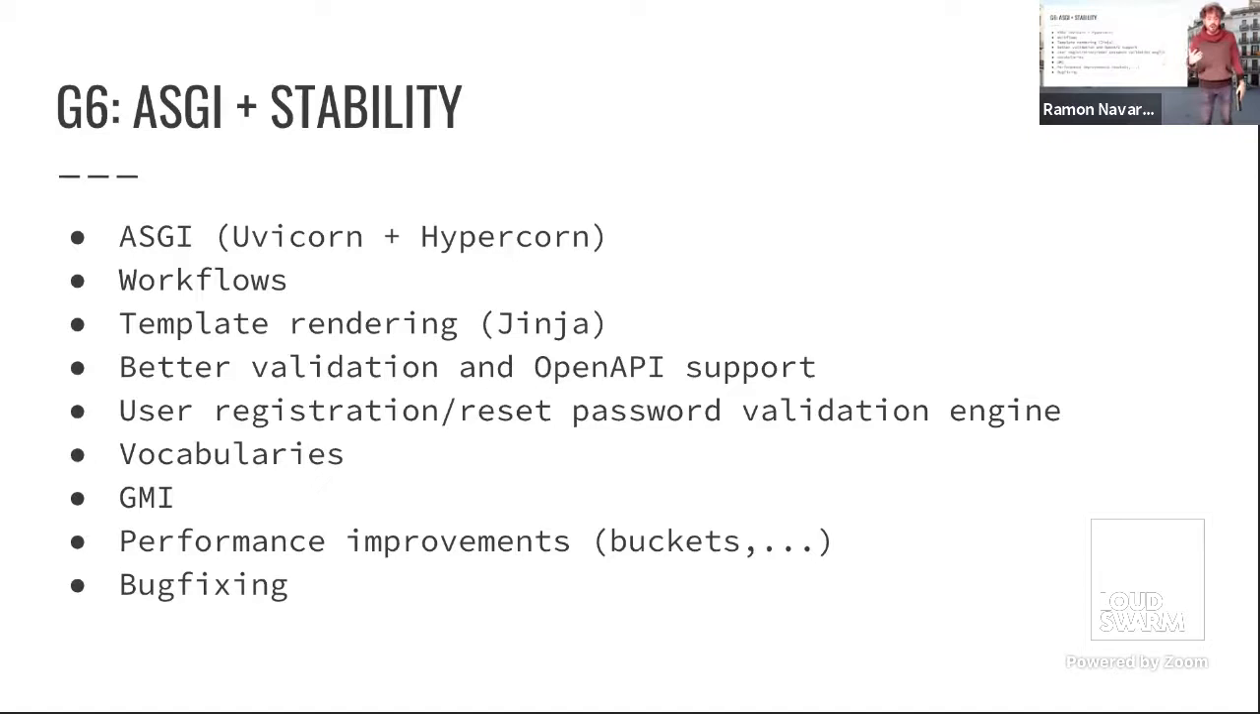We added workflows, a really basic implementation, but just enough to do most of the use cases that we are facing. We have Jinja templating in case somebody wants to render. There is somebody who also wants to implement Chameleon, but we will see if the implementation finishes soon. We have a full OpenAPI validation system. We can push all the information from the API into Swagger.